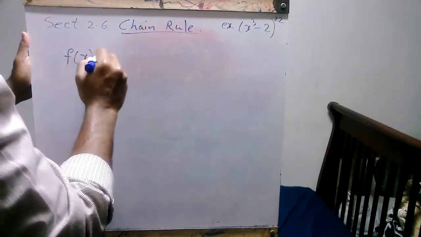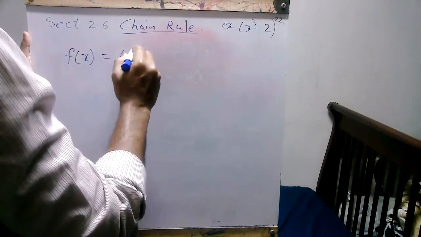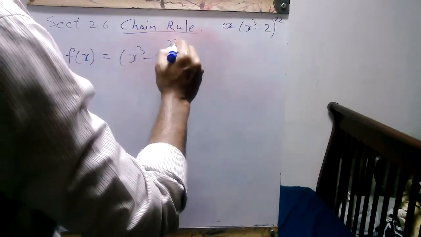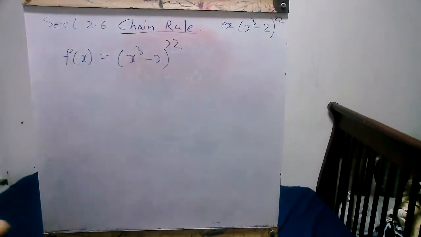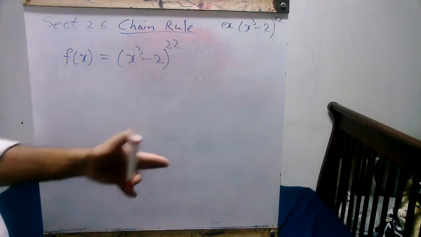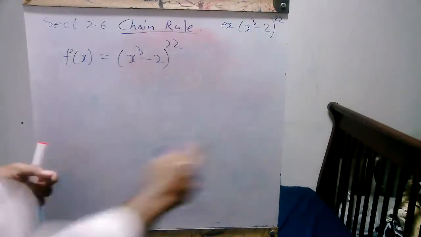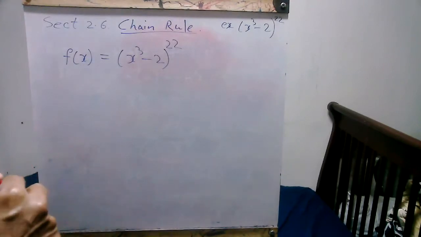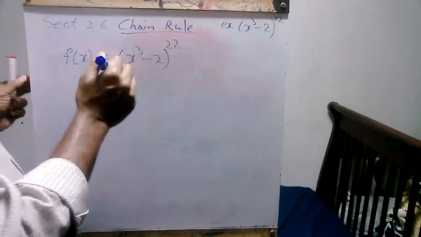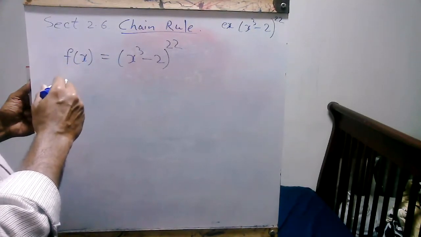f(x) equals (x cubed minus 2) to the power 22. Right? Now this is the thing. In the previous example you may have thought it is complicated, because when you substitute and write it separately, it's too much writing. To reduce that complication, let's do this.